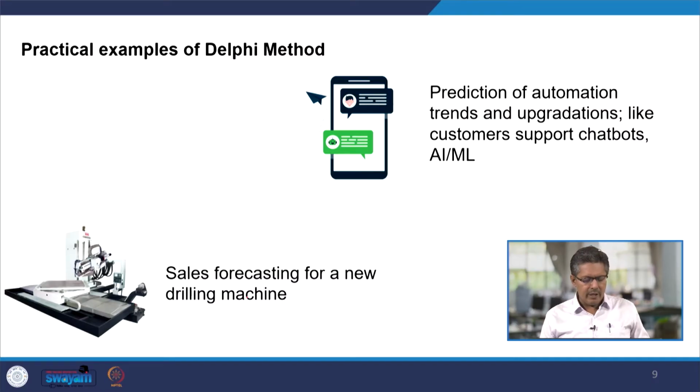So, this is the Delphi method, a very popular method done with a small number of respondents, not a very large number, and they are all experts from the different fields of interest. Okay. Practical examples: sales forecasting for a new drilling machine, for example, prediction of automation trends and upgradations like customer support chatbots through AI, artificial intelligence, machine learning. As I said, energy, demand for certain kinds of new goods. So, this will all be part of the Delphi method.